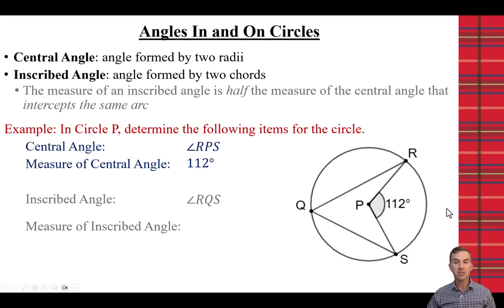And that measure is always half of the same central angle. See, they're both opening to this arc RS. So we can take that 112 divided by 2 and say that the inscribed angle's measure here would be 56.